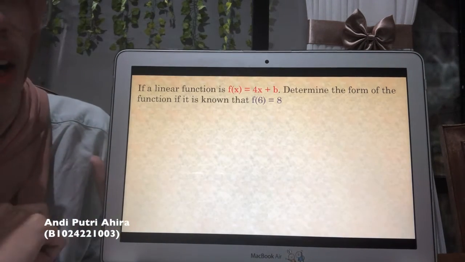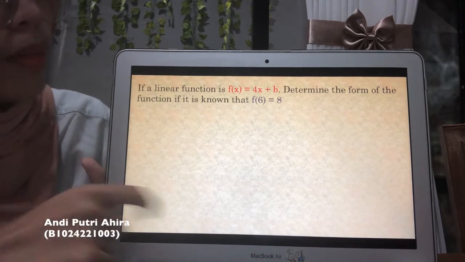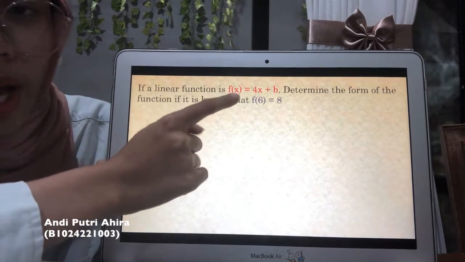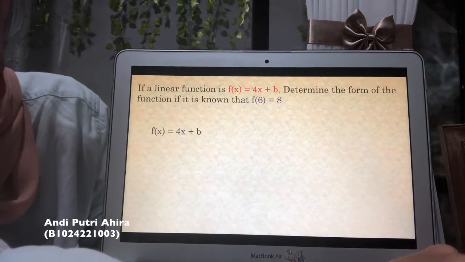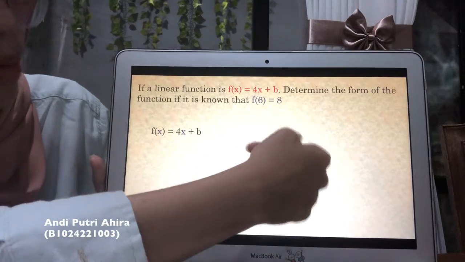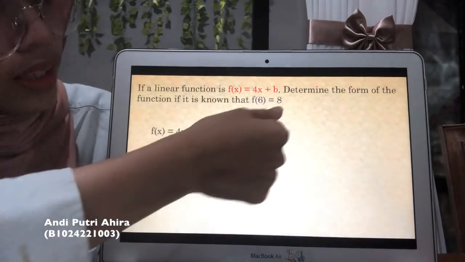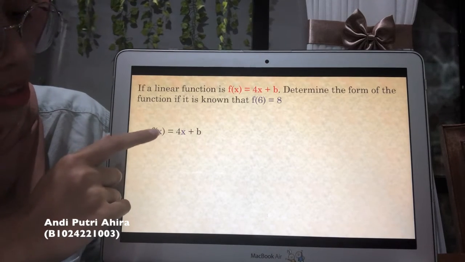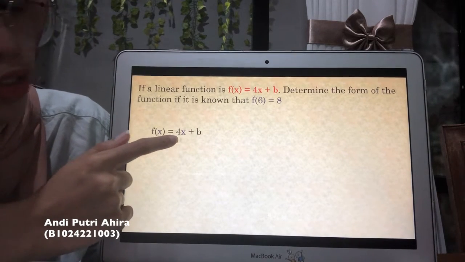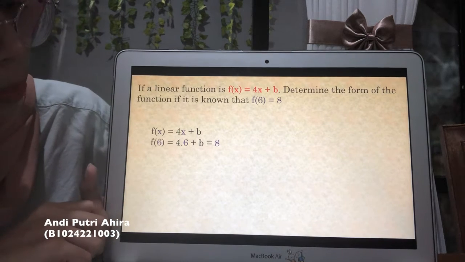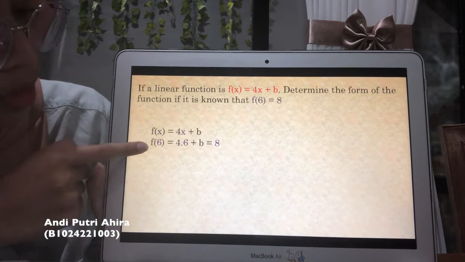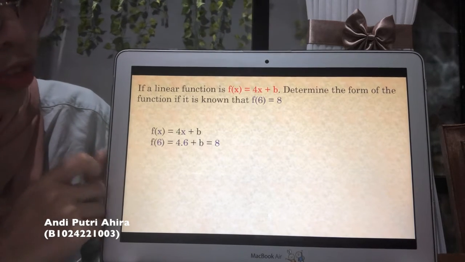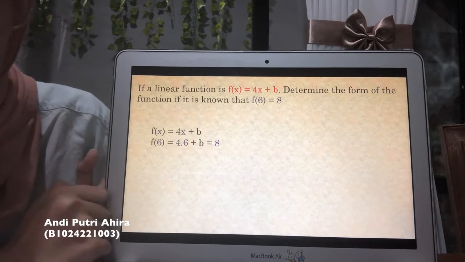So remember that a function is a relation between input, which is x, and the output, which is f of x or y. After it is known that f of 6 equals 8, we can put this into the function of the question, which is f of x equals 4 times x plus b. If we put the numbers into the function, it will look like this. f of 6 equals 4 times 6 plus b equals 8.